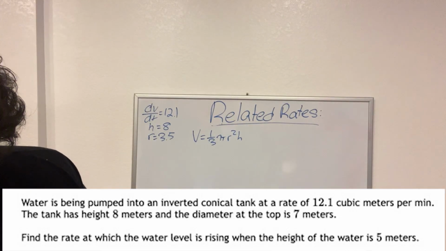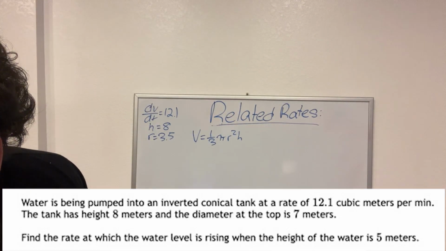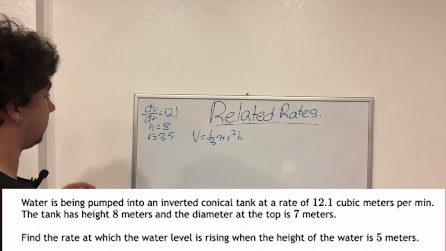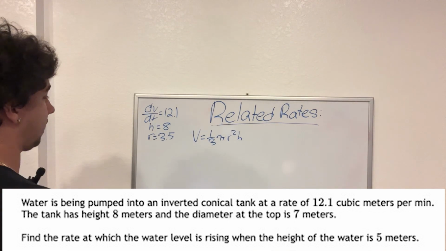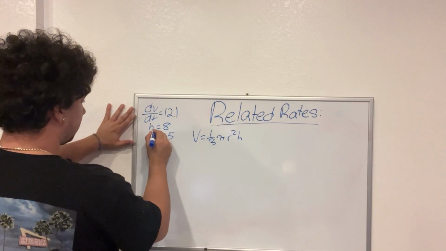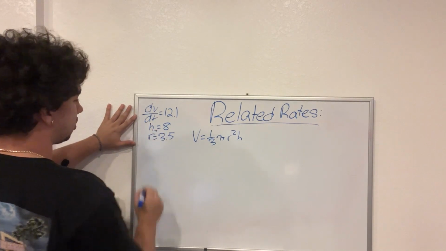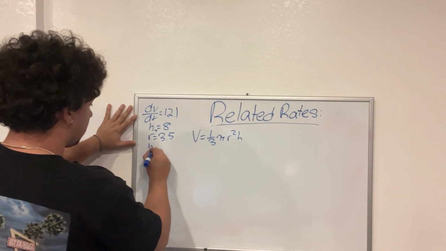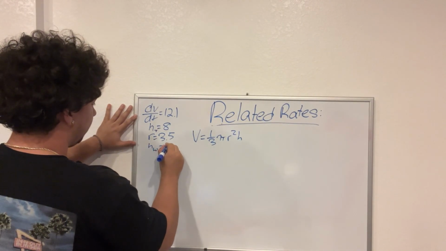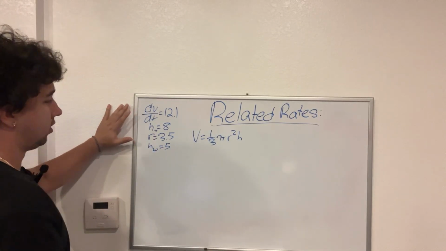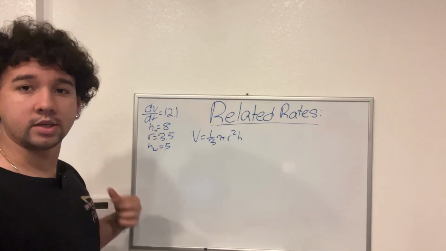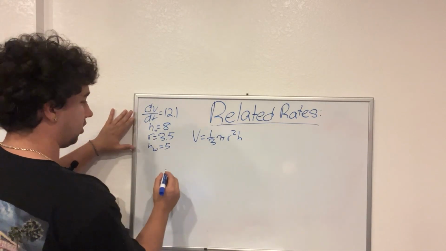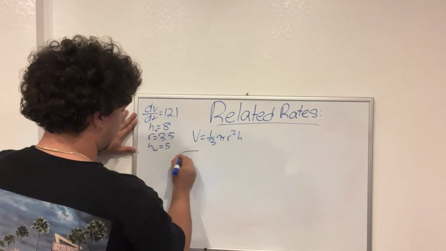Find the rate at which the water level is rising when the height of the water is 5. Whoa, okay. So this is height. I'm going to put a subscript here, height total, because this is the total height. The height of the water level, so HW here, is 5. This is one of those problems that's probably better to draw, so I'm going to try my best to draw here.